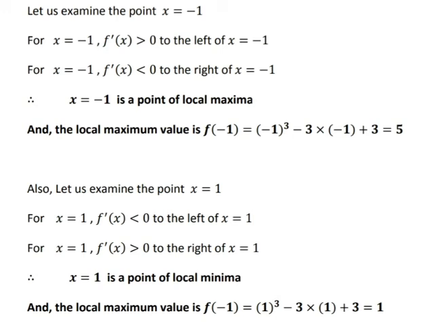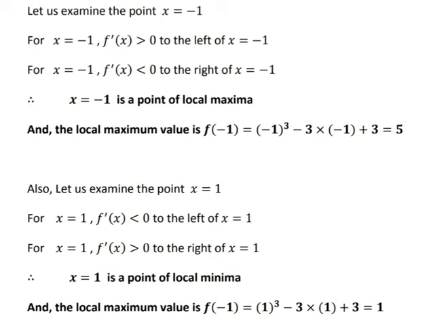So whenever the slope of the tangent changes from positive to negative, then x equal to minus 1 is a point of local maxima. And that is very sure.